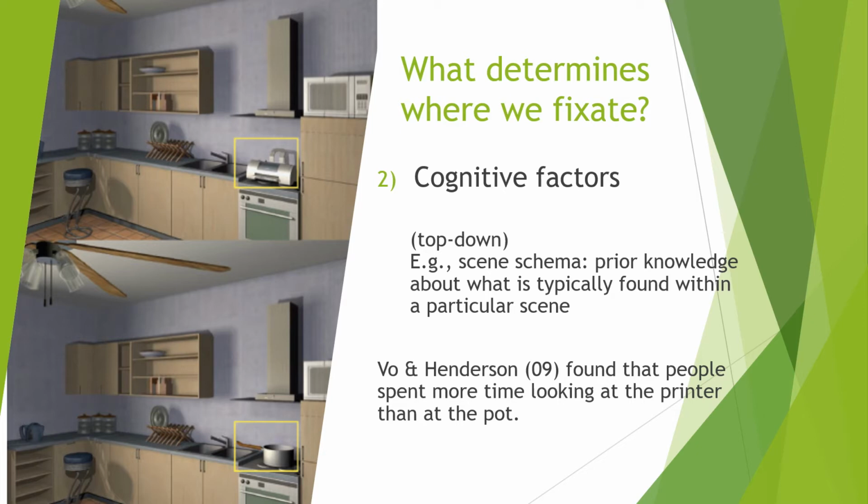Vo and Henderson in 2009 found that people spent more time looking at the printer up at the top in this kitchen scene than at the pot down at the bottom in this kitchen scene. I'm going to start with the bottom. If we're looking at this kitchen scene, the pot is just another really expected item that belongs in this scene, which fits our scene schema. But if we look up at the top, that printer, once we figure out, hey, that's a printer on top of a stove, that does not fit within our scene schema, and we spend some time there because it's weird. And that is a cognitive factor.